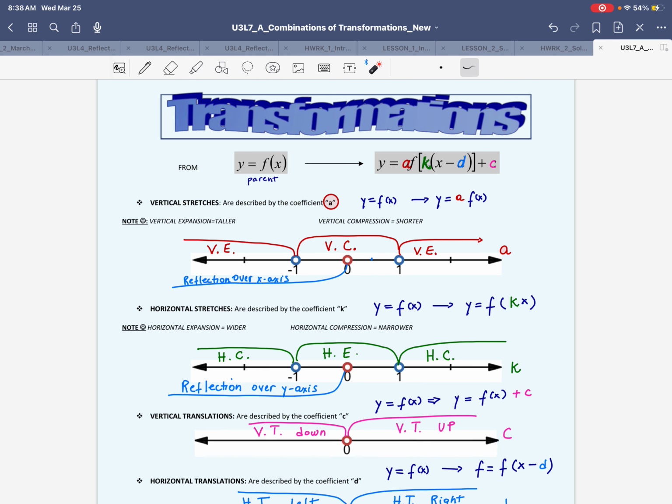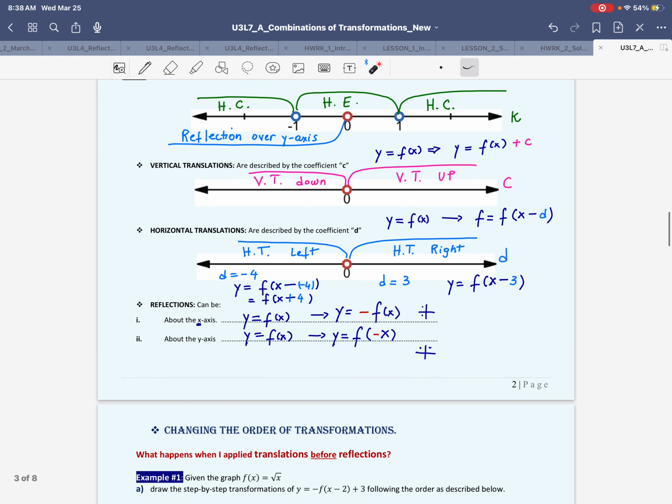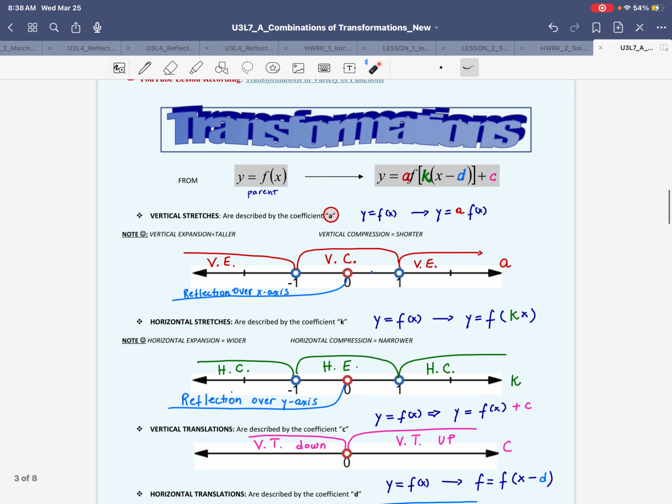Now, next, we're going to take a look at some examples on how we translate or how we transform functions in general.